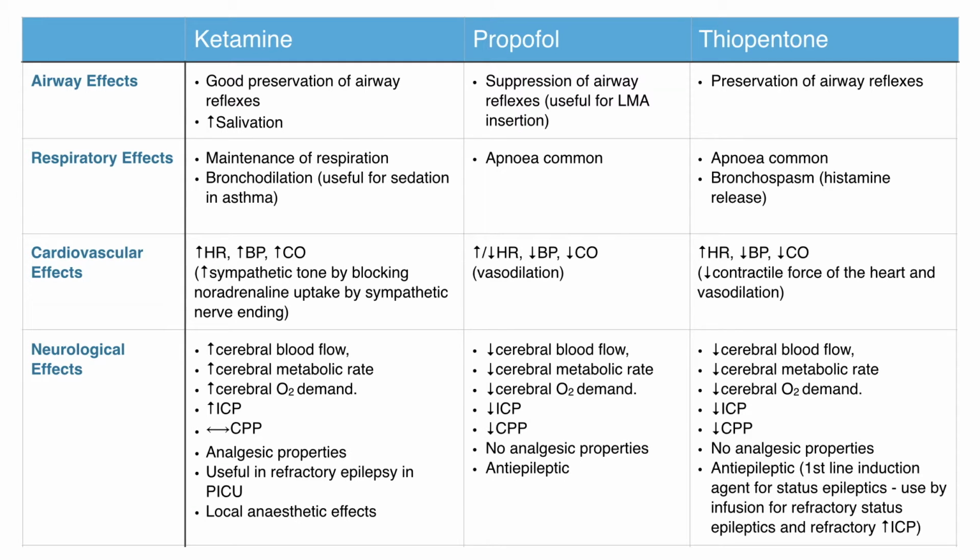So looking at their effects on other systems. Looking at the airway effects, both ketamine and thiopentone will preserve the airway reflexes, probably more so in ketamine, making it useful from a procedural sedation point of view where you're not going to put an airway in. Ketamine will also cause increased salivation, so this in itself can cause obstruction in the airway, particularly in smaller patients. On the other hand, propofol causes good suppression of the airway reflexes, which facilitates insertion of a laryngeal mask.